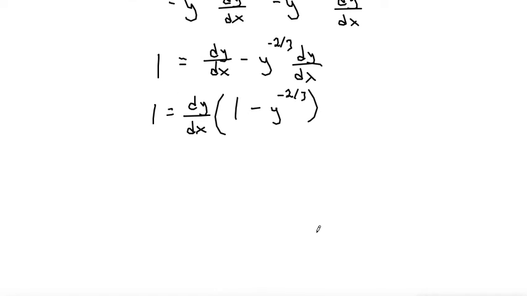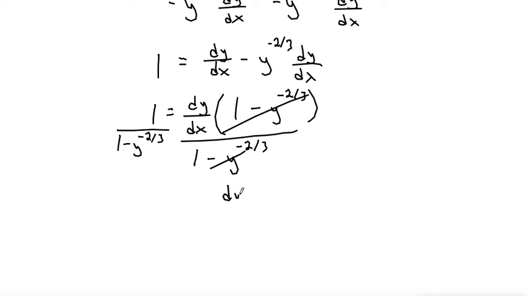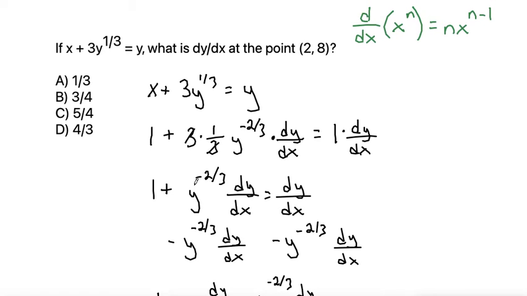And now I can divide both sides by what my dy/dx is multiplied by, so that would be dividing both sides by 1 minus y to the negative 2/3. So this cancels out and leaves me with dy/dx by itself, and then 1 over (1 minus y to the negative 2/3). Okay, so now I've found my derivative because I've solved for dy/dx, but my problem wants me to find my derivative at the point (2, 8).